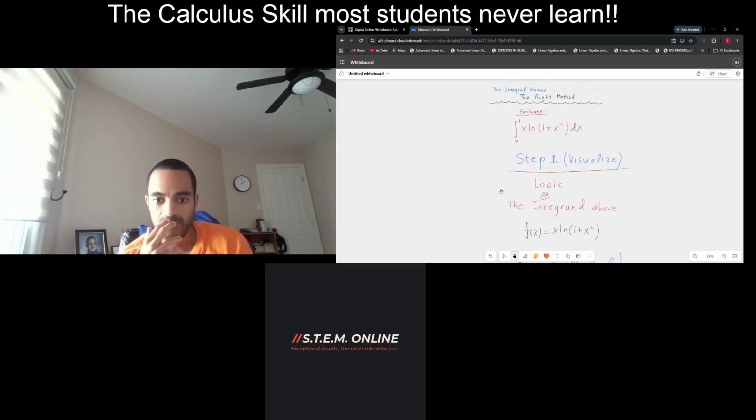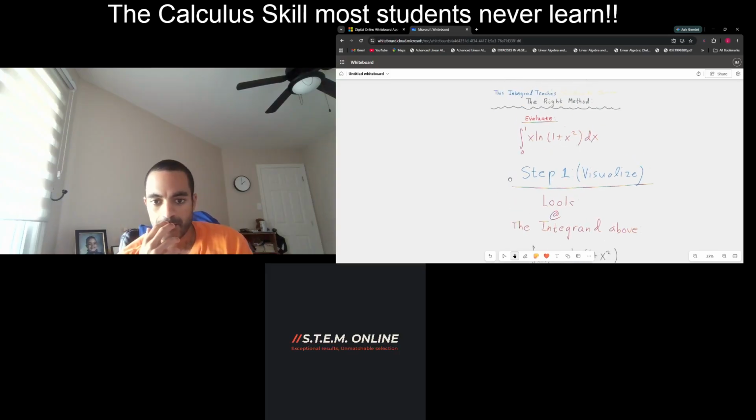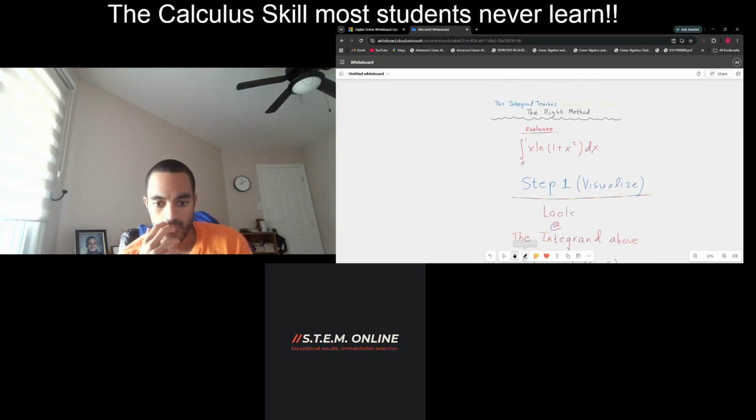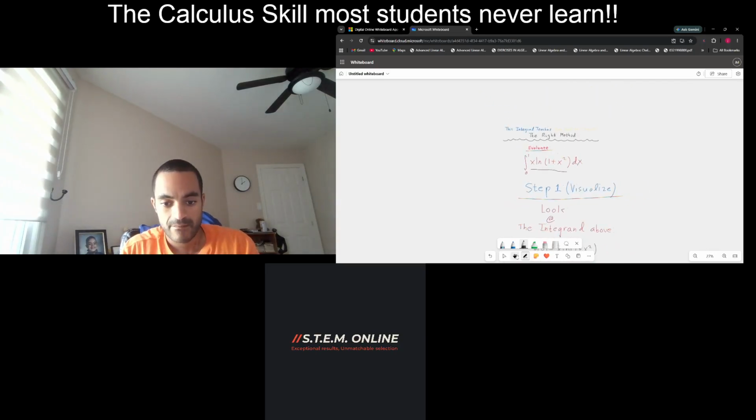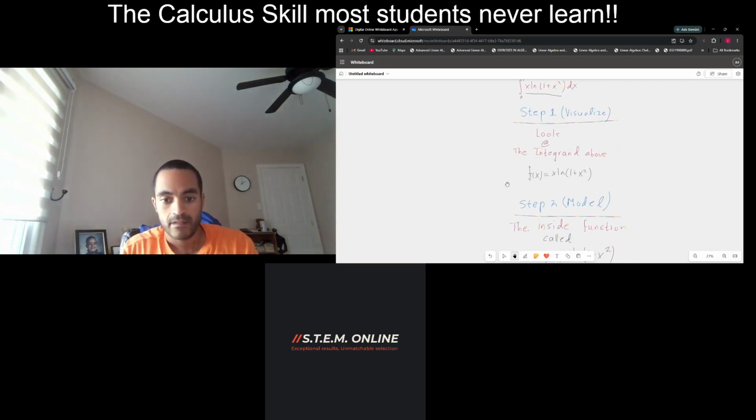What I mean by visualize is this here. Okay, so I want you to visualize what I've underlined, our integrand function, x times ln of 1 plus x squared. I want you to visualize that because it's going to lead us to step 2, which is to model.